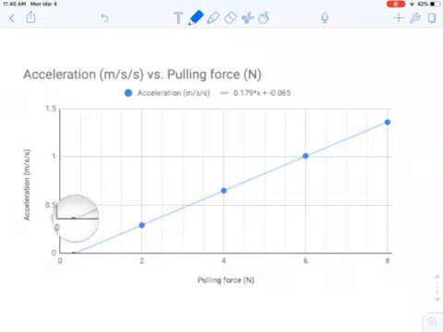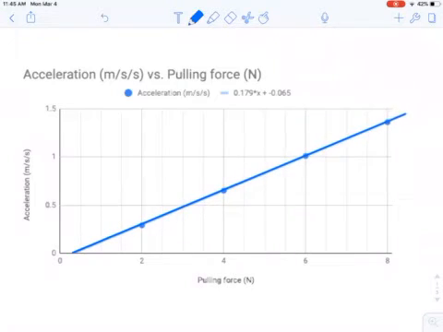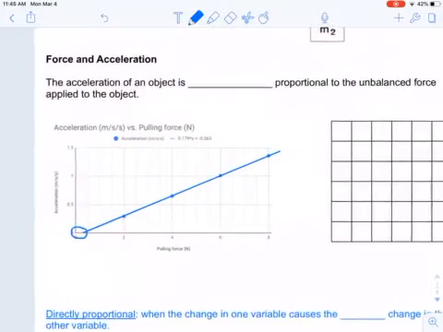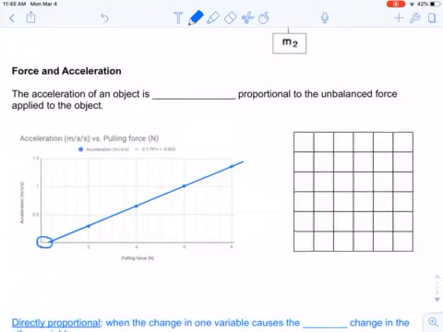So one might be that it is linear. Another might be that it's almost going through the origin. If data is linear and going through the origin, then we say that the two variables are directly proportional. So here we see that the acceleration of an object is directly proportional to the unbalanced force applied to the object.